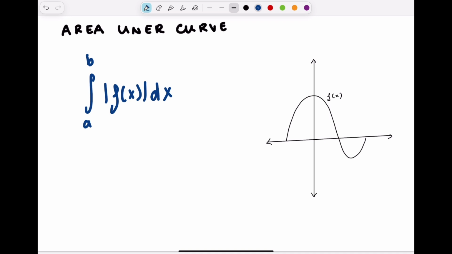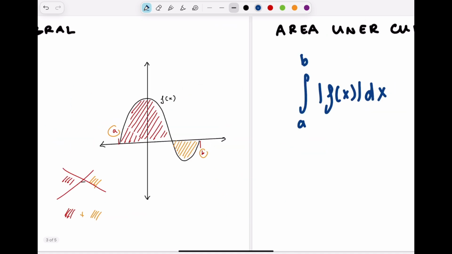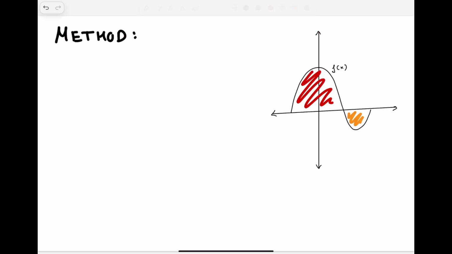Now, this kind of notation can help us remember that if we just use a definite integral, we're not always going to get the correct answer. However, it doesn't actually specify what we have to do in order to get the correct answer. And the method for this is basically to split your function into a couple of parts so that in the end you get this red area plus this orange area, and not minus the orange area. And let's think about how we can do that.